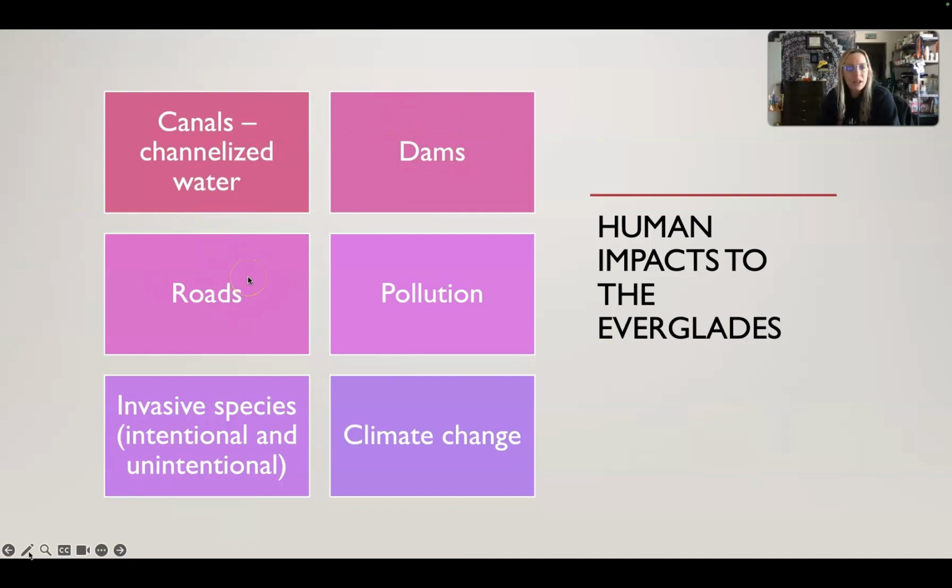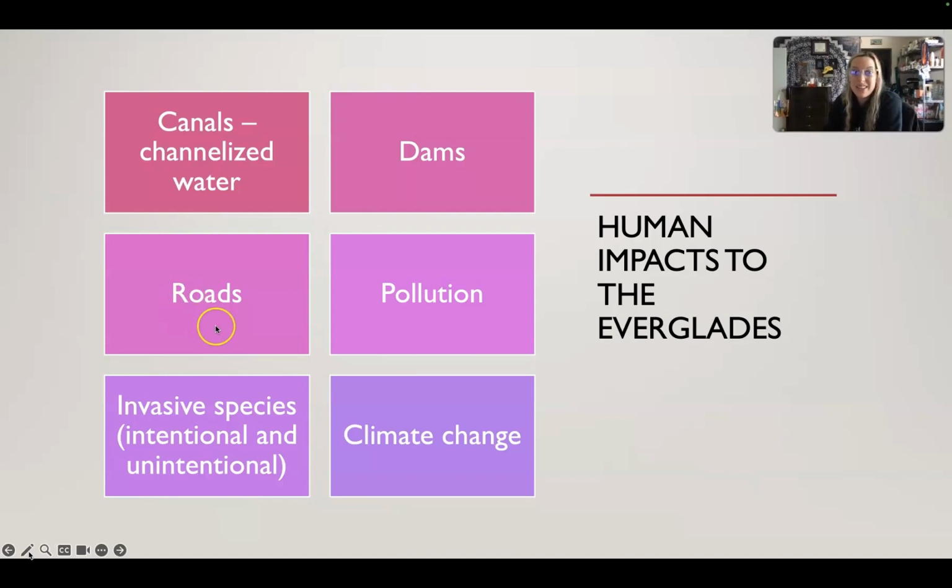Roads are a big thing that I don't think we really think of too much. Roads can cut off migration routes, can cut off waterways, can separate species from their food sources. So roadways can cause pollution in terms of air and noise pollution. Cars are noisy things, right? I live in downtown San Francisco. I hear cars all the time.